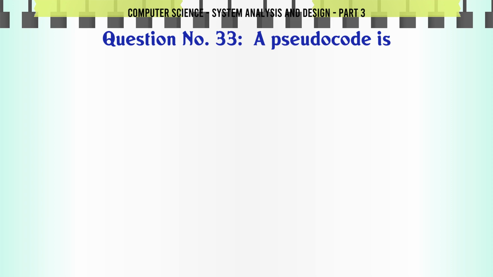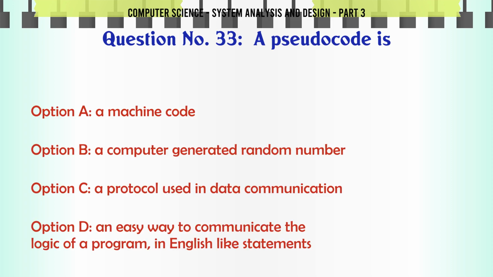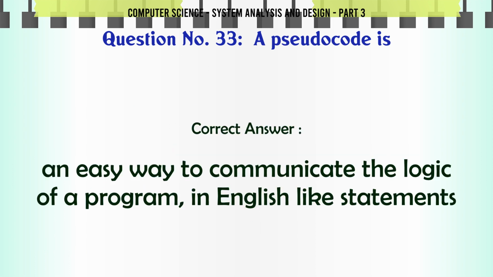A pseudocode is A. Machine code, B. A computer-generated random number, C. A protocol used in data communication, D. An easy way to communicate the logic of a program in English-like statements. The correct answer is an easy way to communicate the logic of a program in English-like statements.